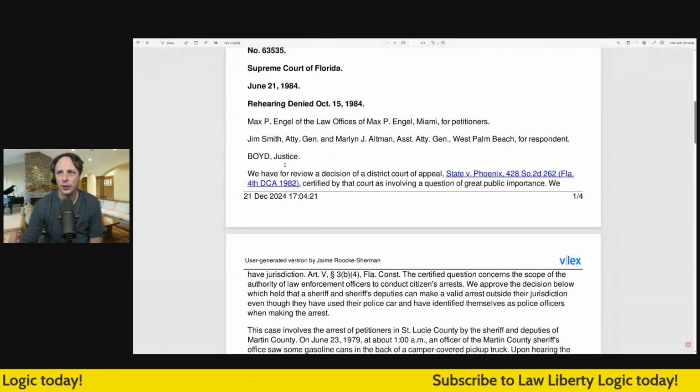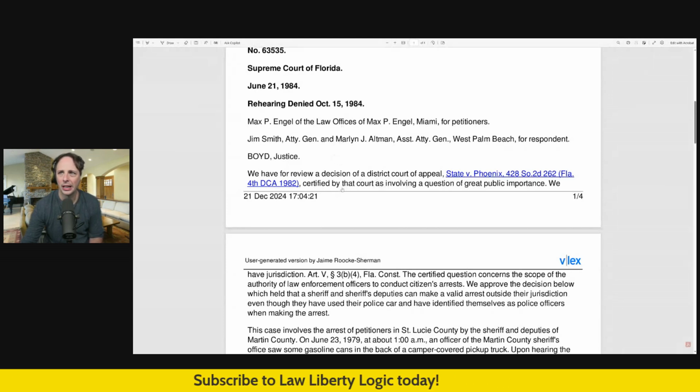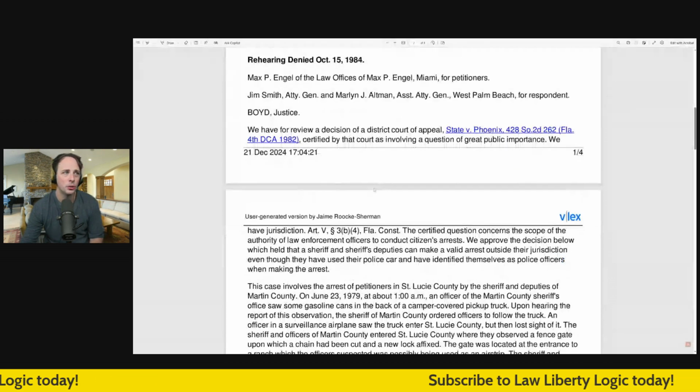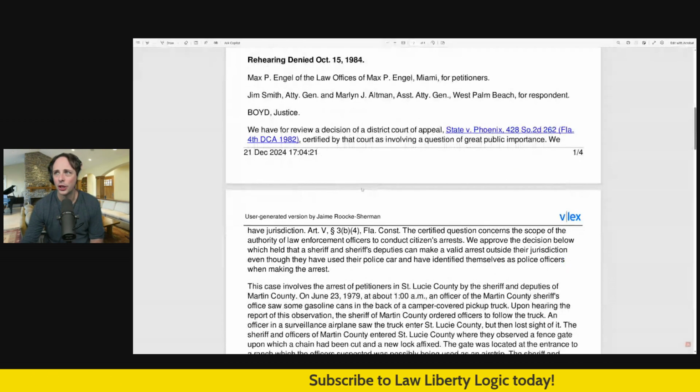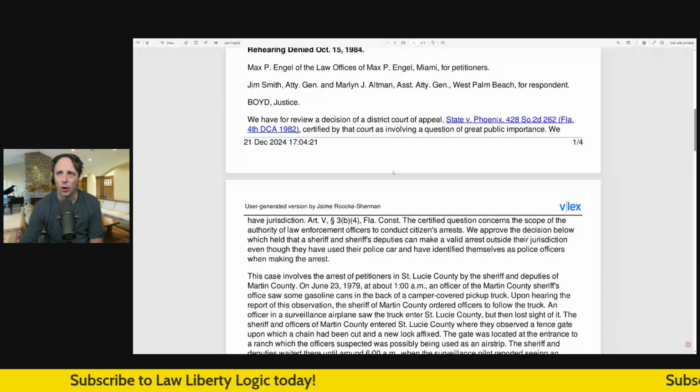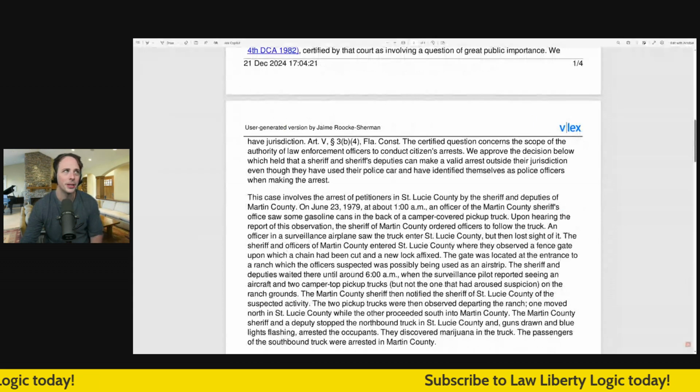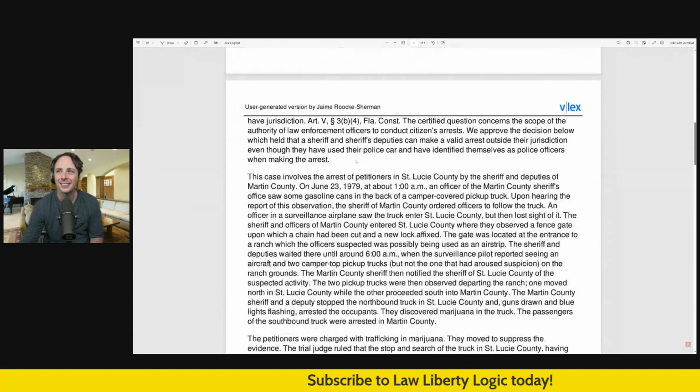So it says, we have for review a decision of a district court of appeal, State v. Phoenix, certified by that court as involving a question of great public importance. So they sent this up to the Supreme Court saying, this is a really important issue, and we really need to make sure that the Supreme Court weighs in on this. It says, we have jurisdiction from Article 5, Section 3(b)(4) of the Florida Constitution. So they're just affirming here that the Supreme Court of Florida has the authority to review this.